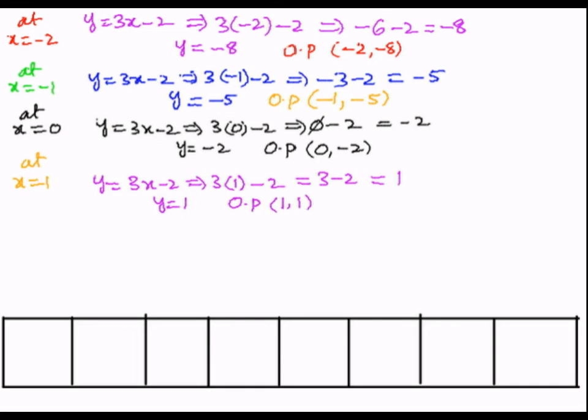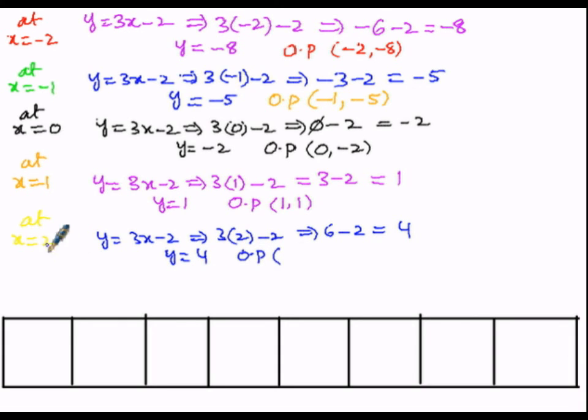Then in the next condition, at x equals 2, the next condition is y equals 3x minus 2. That implies 3 into x value of 2, minus 2 written as it is. That implies 3 twos is 6, then minus 2 written as it is, but 6 minus 2 is equal to 4. So we got y value as positive 4, and the ordered pair is 2 comma 4.